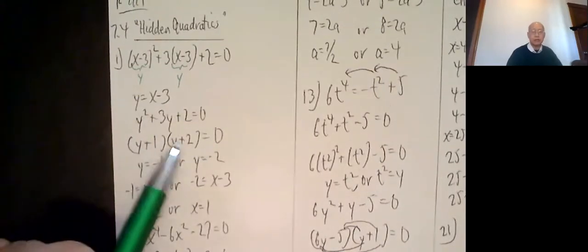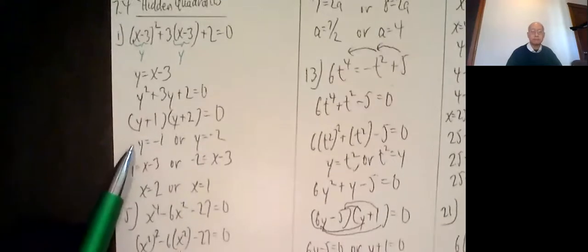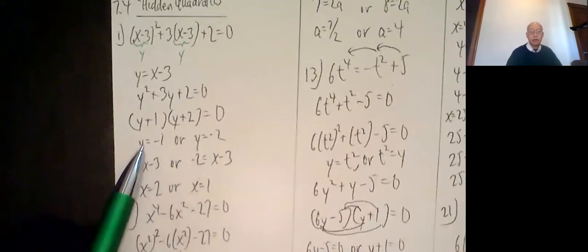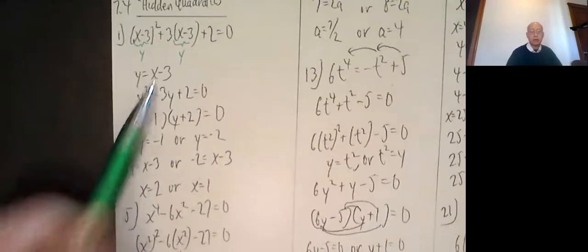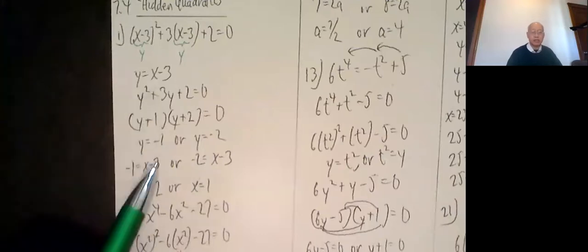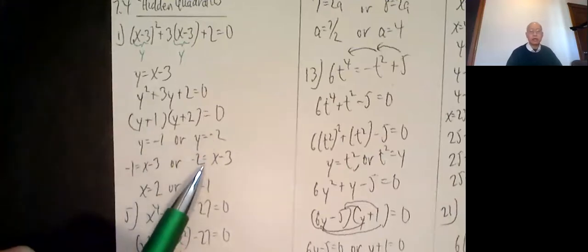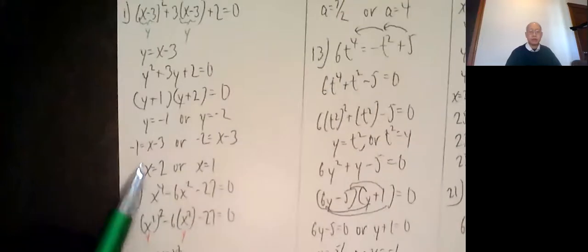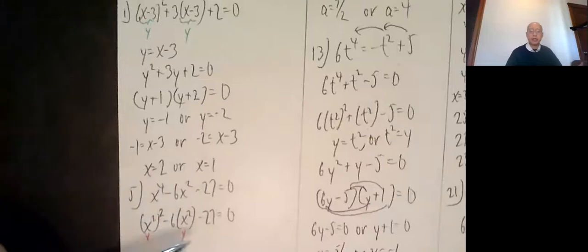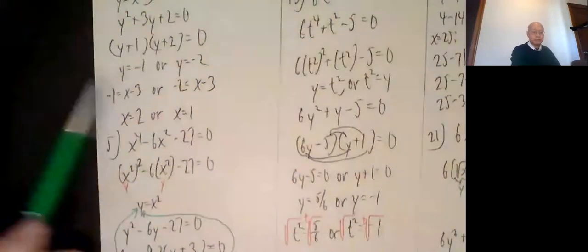Factor: (y + 1)(y + 2) = 0. y = -1, or y = -2. But then plug back in, y is equal to x - 3. So I'm going to say -1 is y, which is x - 3, or -2 is x - 3. So solving, x = 2 or x = 1. So I make a substitution temporarily to get something I recognize.